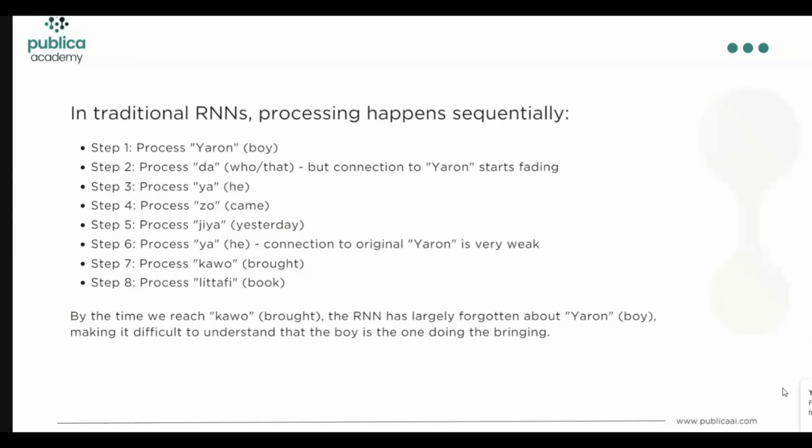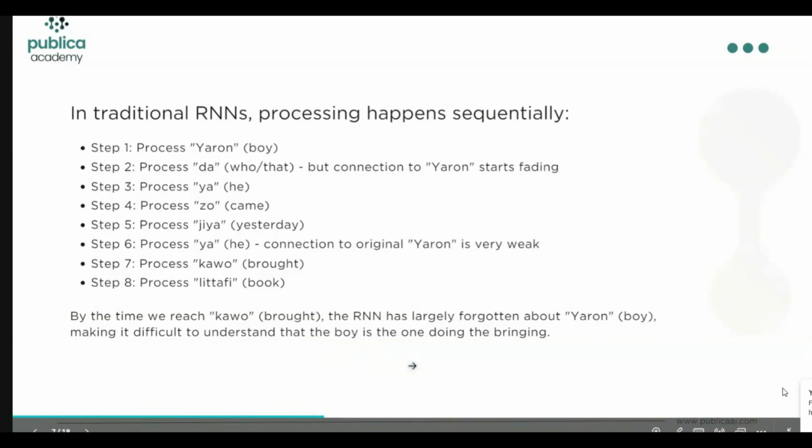Don't blame me. All right. Step three, it processes ya, he. Step four, zo. Step five, gia. Step six, ya. The connection to the original Yaro is now weak at this point. How Kao brought, laugh, the book. By the time we reach Kao, which is brought, the RNN has largely forgotten about Yaro, making it difficult to understand what the boy is doing.